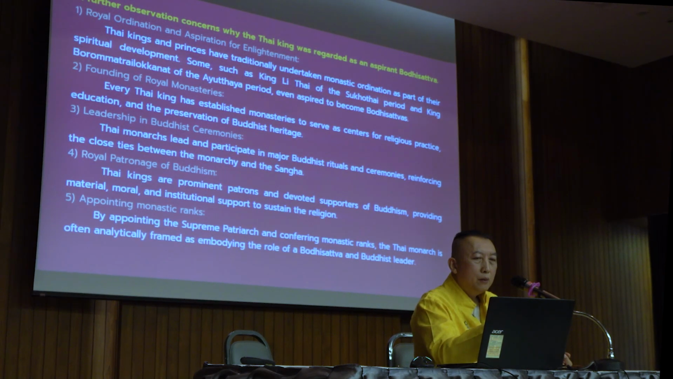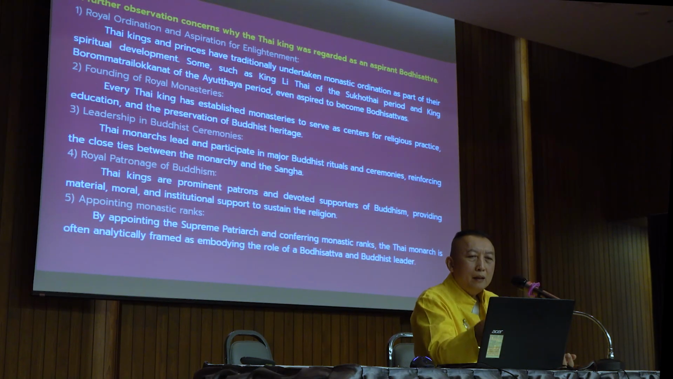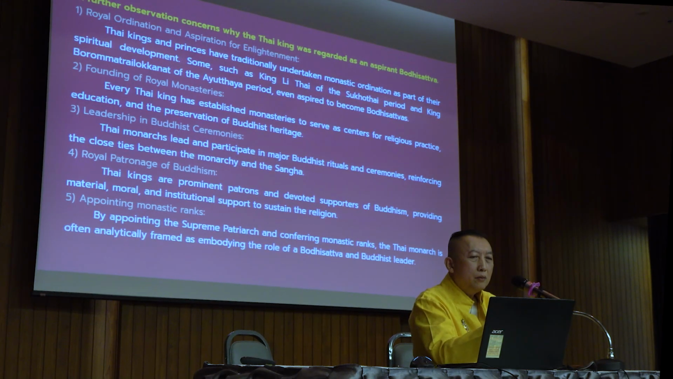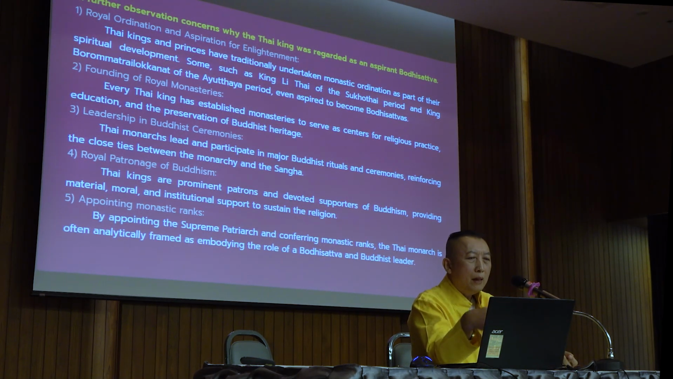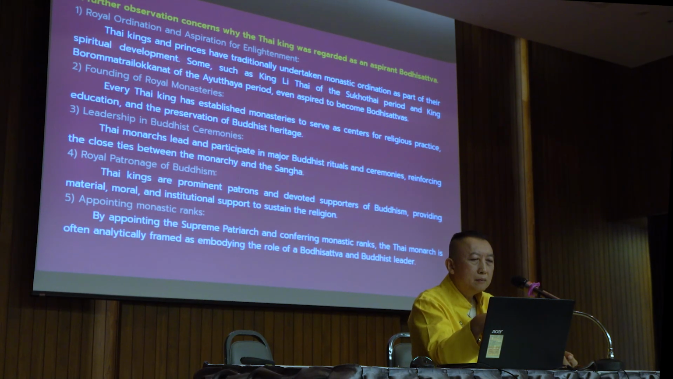Second, the founding of the royal monastery: every Thai king establishes his own monastery during his reign. Third is the leadership of Buddhist ceremonies. Thai monarchs always lead the major Buddhist ritual ceremonies, with a very close connection to the monastery and the Sangha. Fourth, the royal pattern of Buddhism is a very prominent pattern of devout support, providing material, moral, and societal support to sustain this religion.